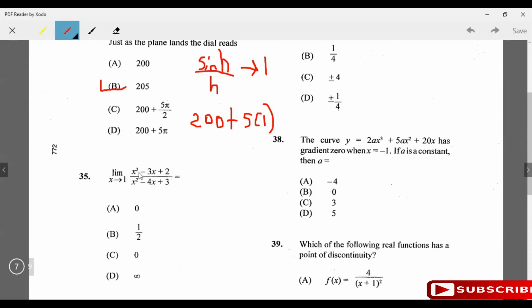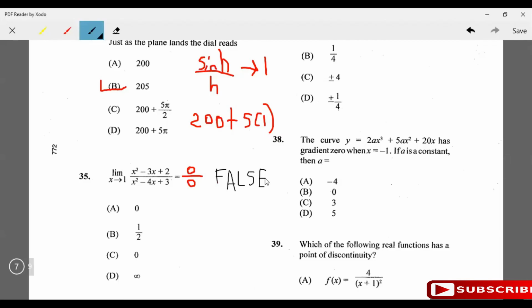If you're going to plug in 1, notice what we're going to get. If you plug in 1, you're going to get 1 minus 3 plus 2, which is 0, over 1 minus 4 plus 3, which is 0. Anytime you get 0 over 0, that is not a valid answer. This is false. So you need to use some factorization principle to do it.